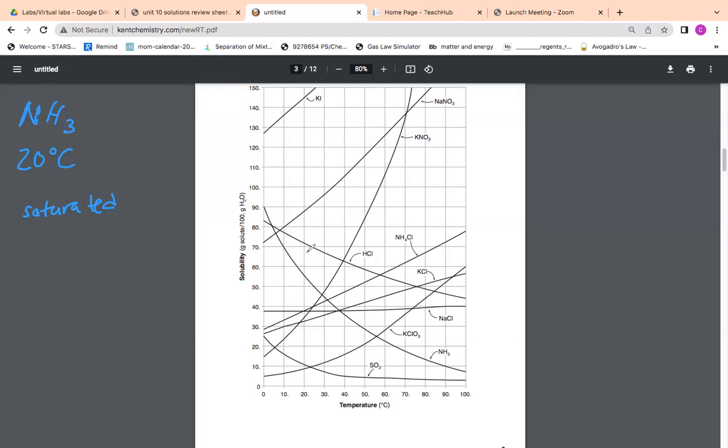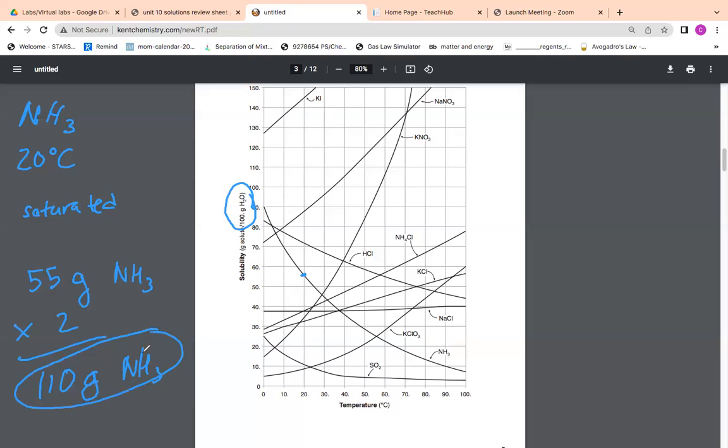Again, it's going down because it's a gas. So at 20 degrees Celsius, I'm just going to find my line. Here we are, right there. I'm going to say that that's about 55 grams. So in order to make a saturated solution at this temperature, you would need to add 55 grams of ammonia. But again, this is in 100 grams of water. They want to know how much you would need for 200 grams of water, so you would just have to double this. And so you would end up with 110 grams of NH3.